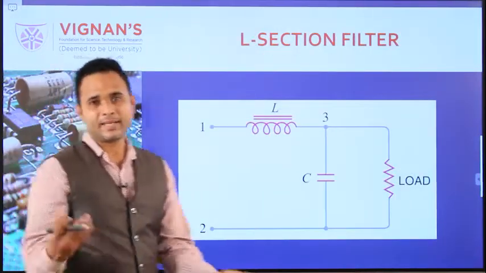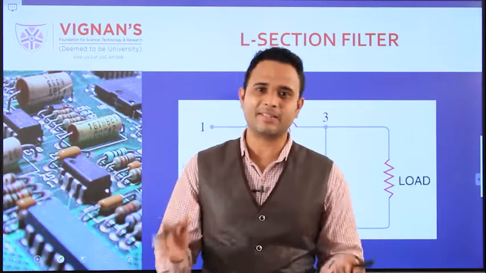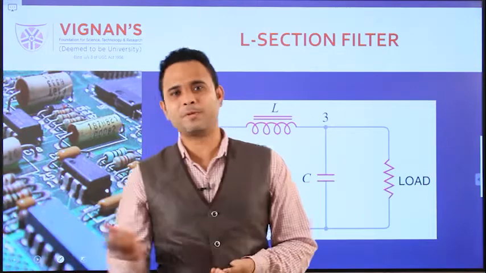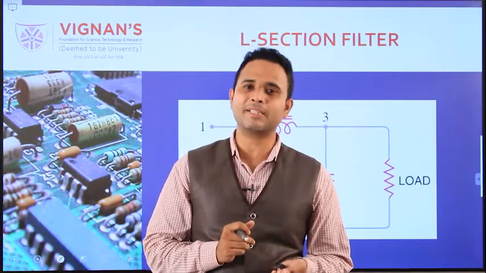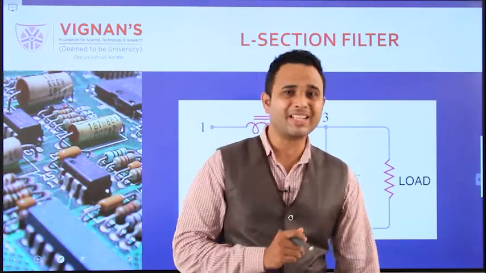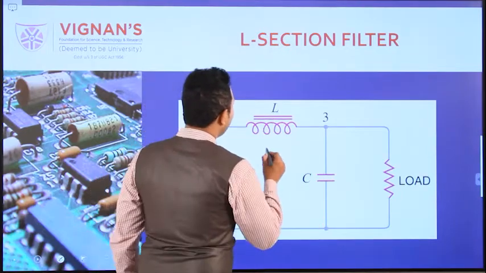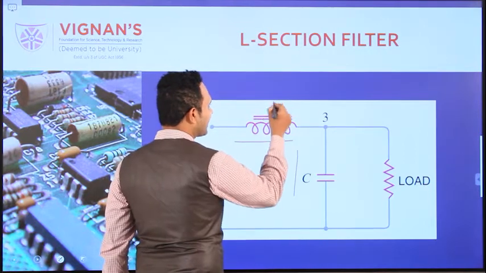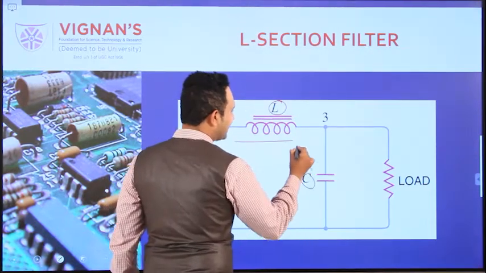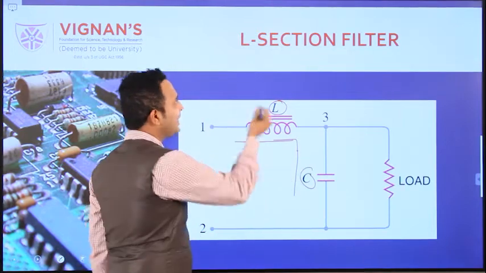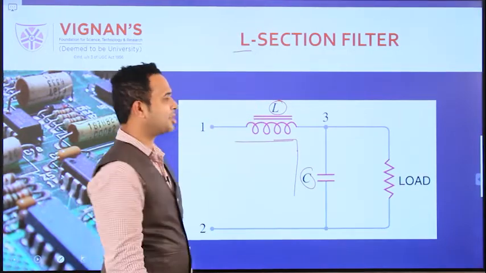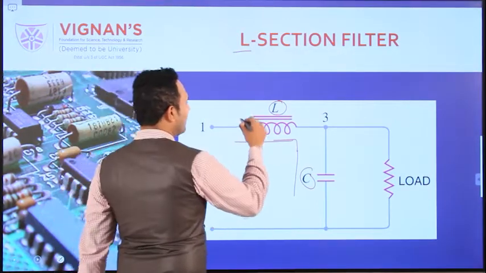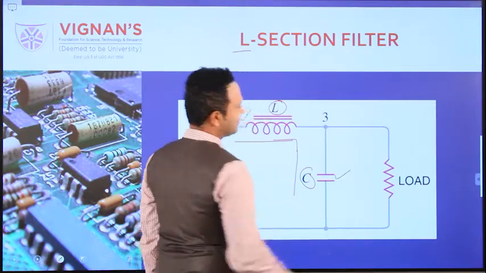Coming to another type of filter. These are general things that theoretically we have to know about the different types of filters. The next type of filter is the L section filter. What is meant by L section filter? Here there is one inductor and one capacitor, in a reverse L shape. That's why this is named the L section filter.